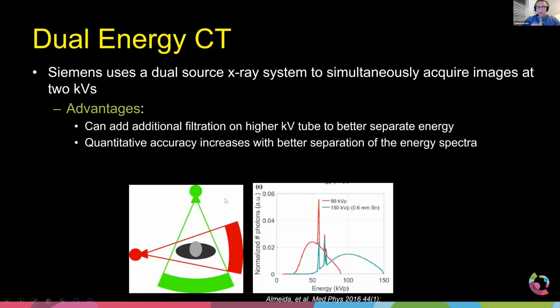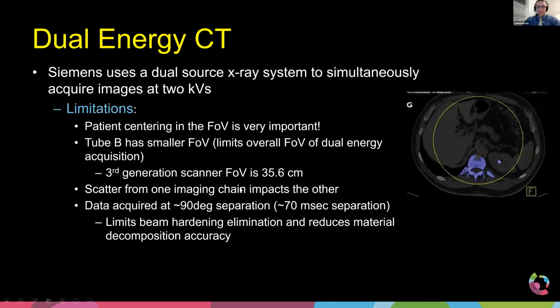can operate independently, and therefore it increases the quantitative accuracy of the dual energy image thanks to their better separation of these low and high energy spectrums. You also get really good noise control because you can independently increase the MA or decrease the MA per X-ray tube so that you get the right amount of signal at each detector without too much noise.